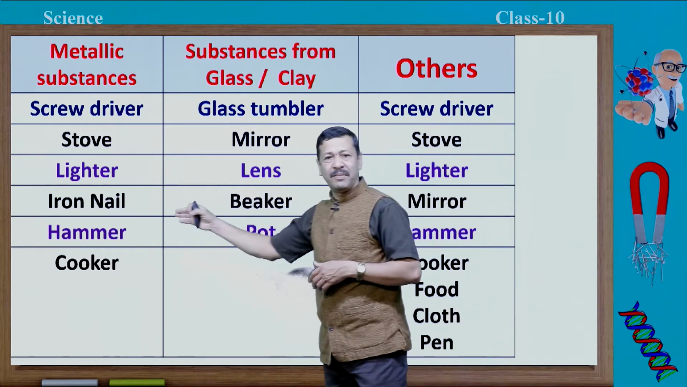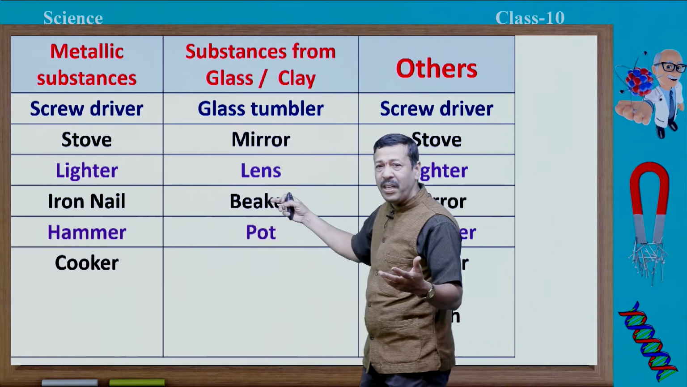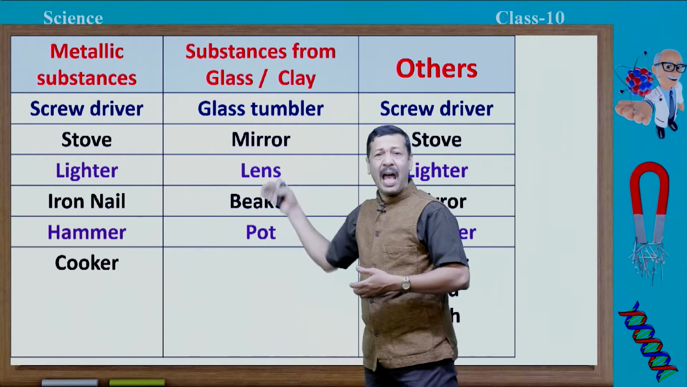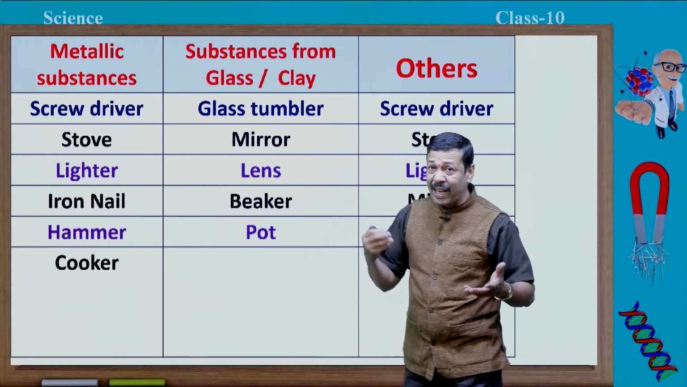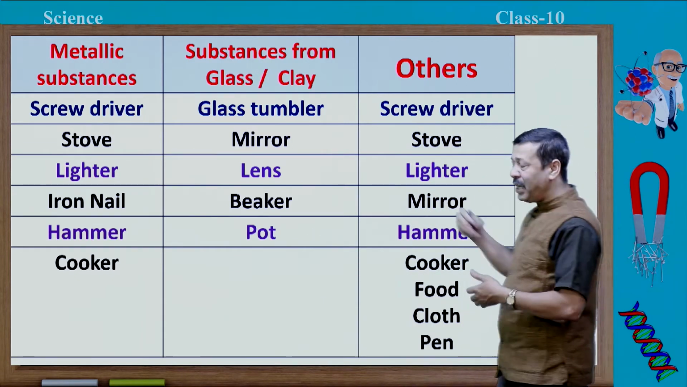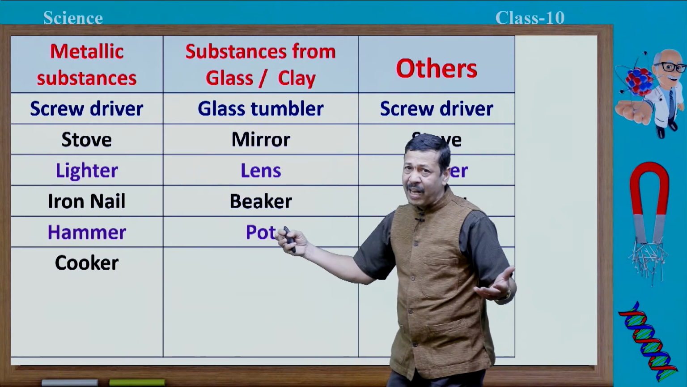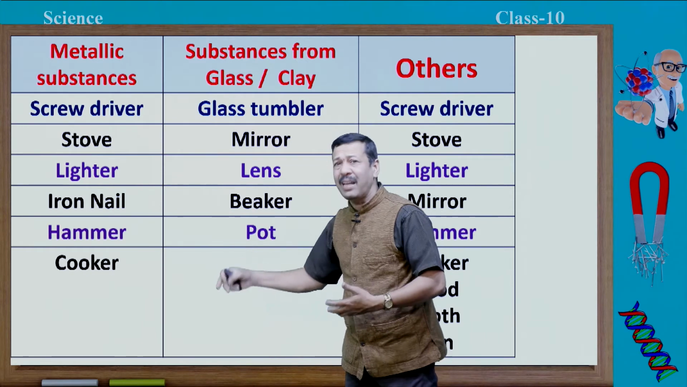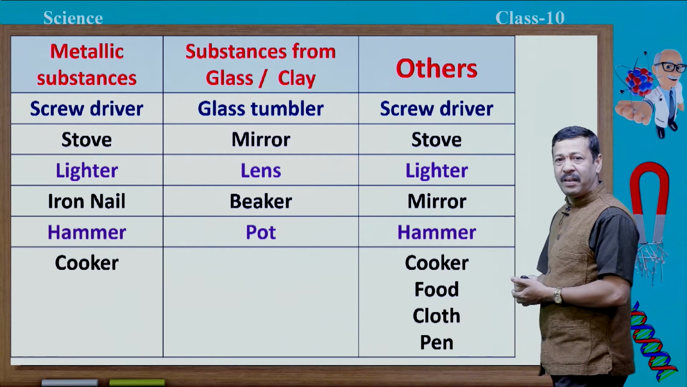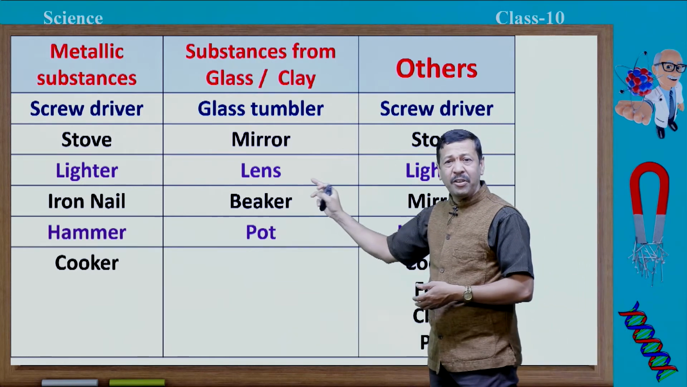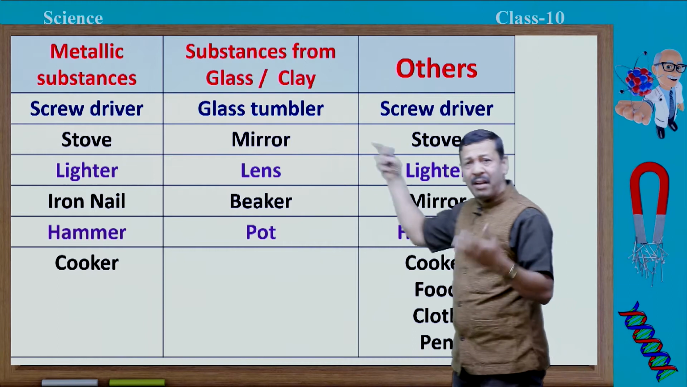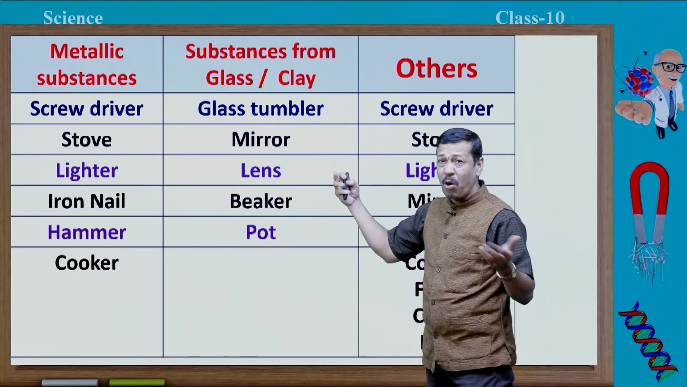Now the lighter contains a metallic body with the handle made up of plastic. Then iron nail, hammer has a wooden handle or plastic handle, so once again I wrote it here. Similarly, cooker has thermosetting plastic bakelite handle, hence I wrote it here also. Then mirror, lenses: you can write lens here if it has a handle made up of plastic, and mirror if it has a plastic body.